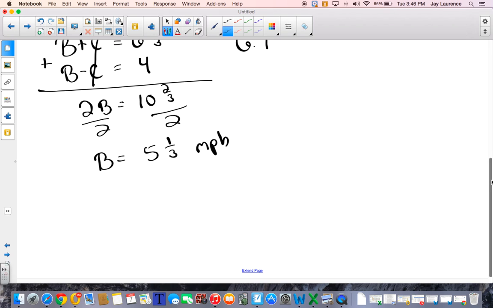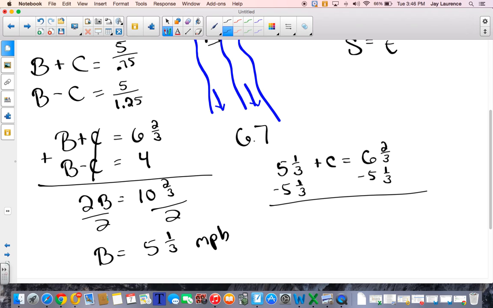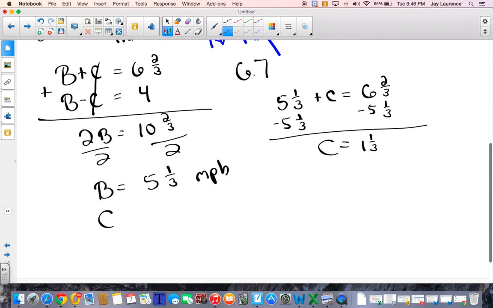The current then, let's see where we are here. I could go 5 1/3 plus C equals 6 2/3. Subtract 5 1/3 from both sides, and I'll get the current is equal to 1 1/3 miles per hour. So the current is not very fast, 1 1/3 miles per hour. There you go. That's it.